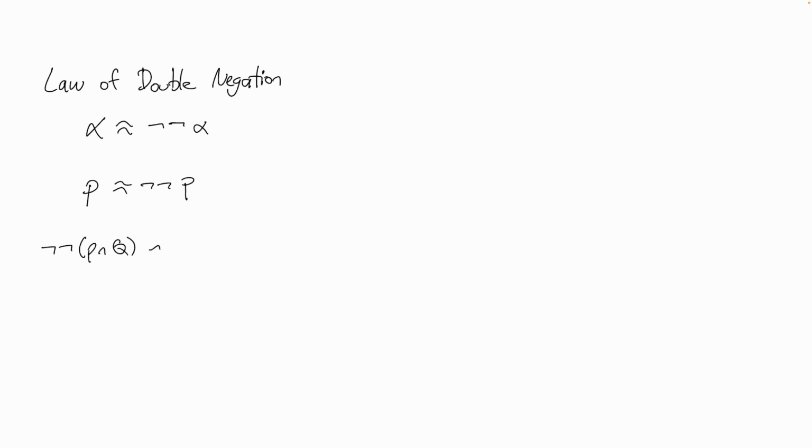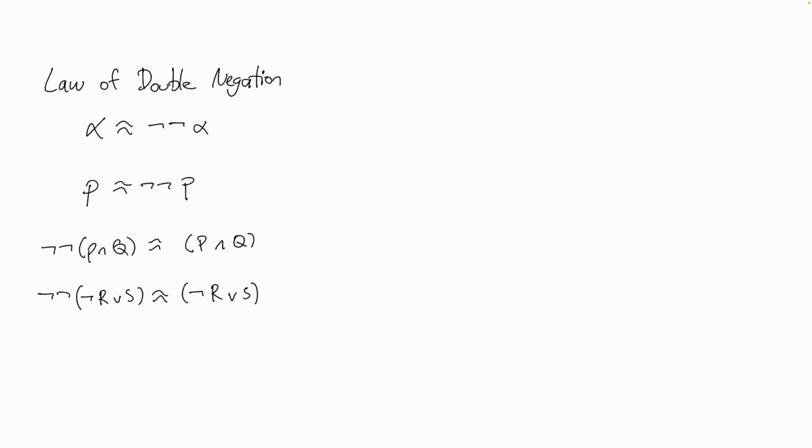So, one very simple law of equivalence is the law of double negation. It says that for any wff alpha, alpha and not not alpha are equivalent. So according to that law, P and not not P are equivalent. But that's just one instance of the law. It also says that not not P and Q is equivalent to P and Q, that not not R or S is equivalent to not not R or S, and so on.